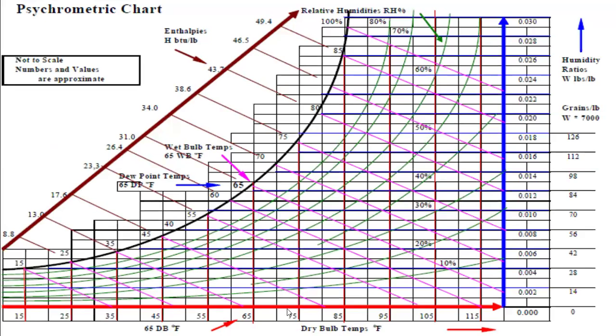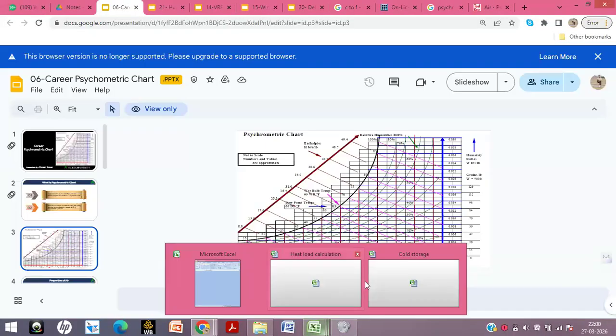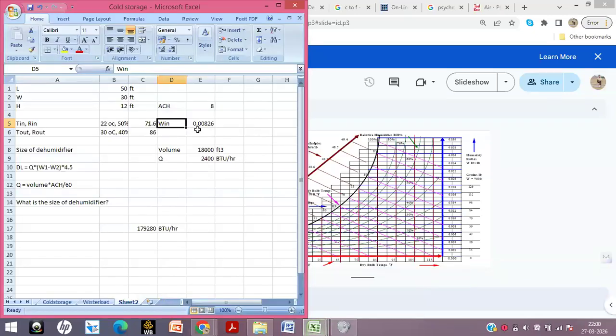71.6 degrees Fahrenheit is somewhere here, and 50% relative humidity will be this line. If you move towards your right side, it is somewhere here. So the humidity ratio will be 0.00826, that is what we got, and that will be the accurate humidity ratio actually. Similarly, we need to calculate for the other condition.